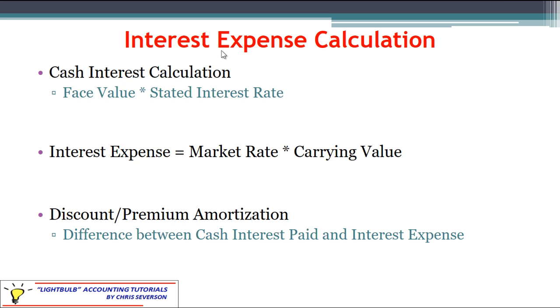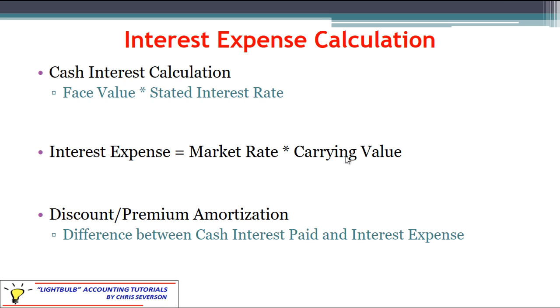So now let's take a look at how interest expense is calculated under the effective interest method. To know that, we have three different pieces to that journal entry. First of all, the cash interest paid. This is going to be the face value of the bond multiplied by the stated interest rate on the bond. Now that's the stated rate, that's not the market rate. That's the cash interest paid. The interest expense is going to be the other interest rate, the market rate, multiplied by the carrying value at the beginning of that period.